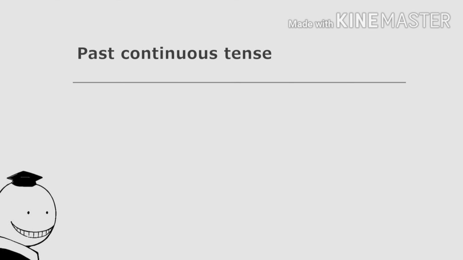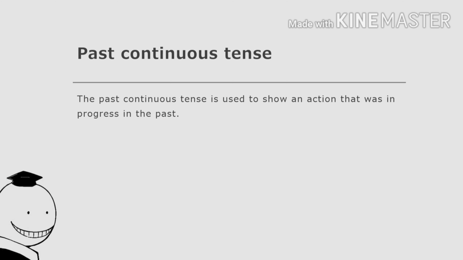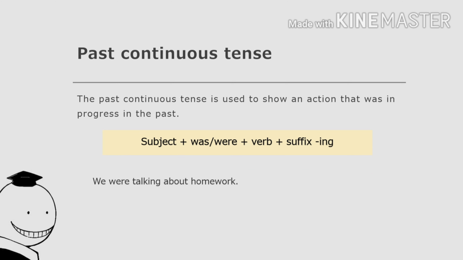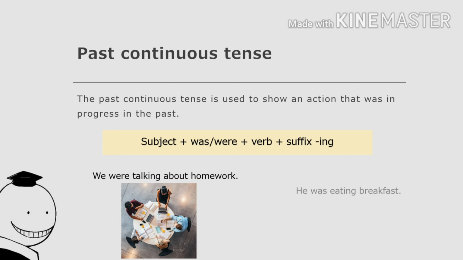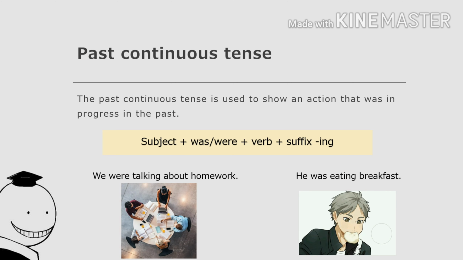Past continuous tense. Now the past continuous tense is used to show an action that was in progress in the past. The form would be subject plus was or were plus verb plus suffix ing. We were talking about homework. He was eating breakfast. We and he here are the subjects, while both of them would either use were or was in these sentences. And lastly, talking and eating are the verbs.